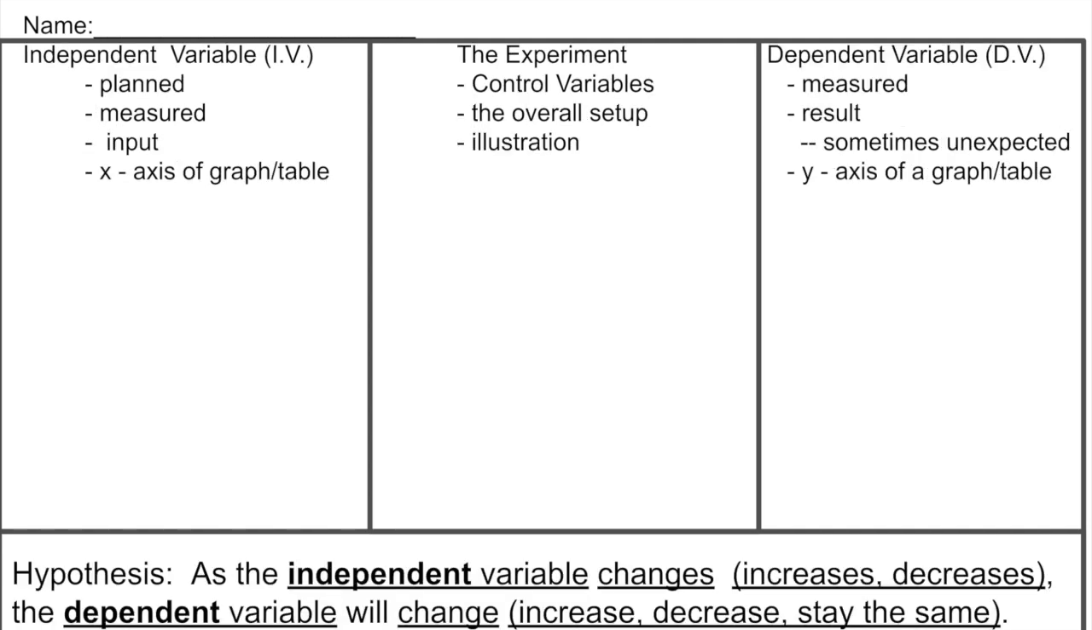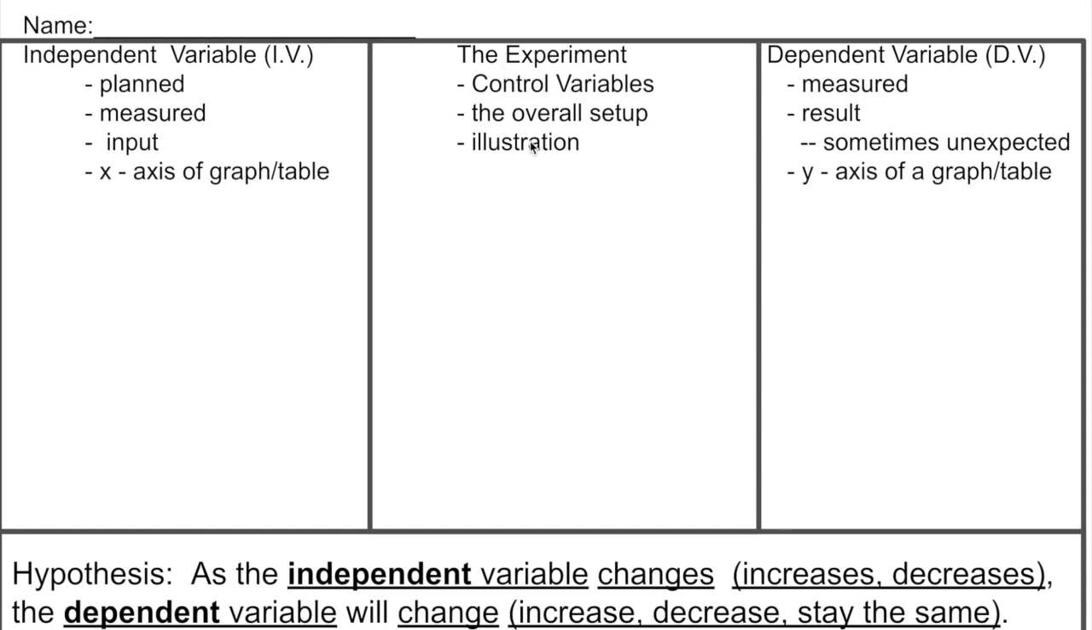So here is our Venn diagram. First thing we're going to do is determine what our input is, which is the independent variable. It's planned ahead of time. It's going to be measured, and it's an input to the experiment. When we collect our data, it goes on the x-axis of our graph and our table.